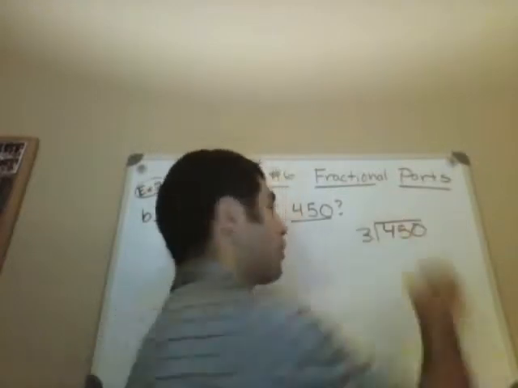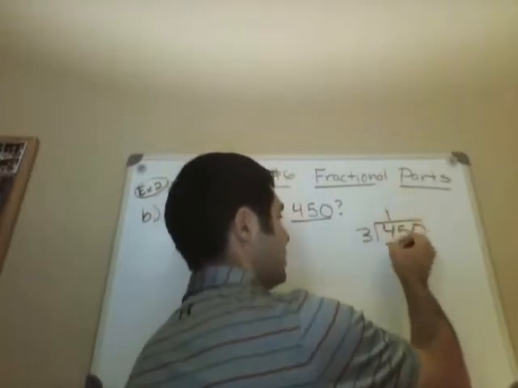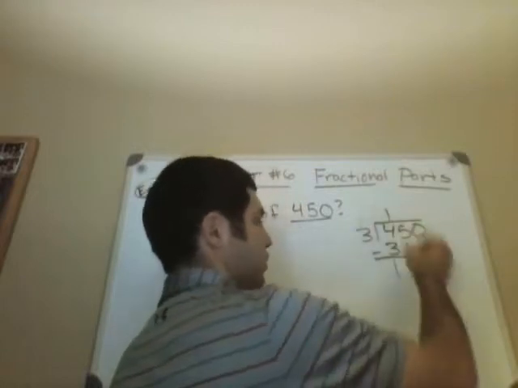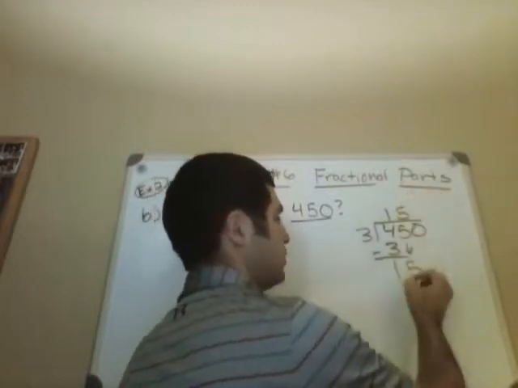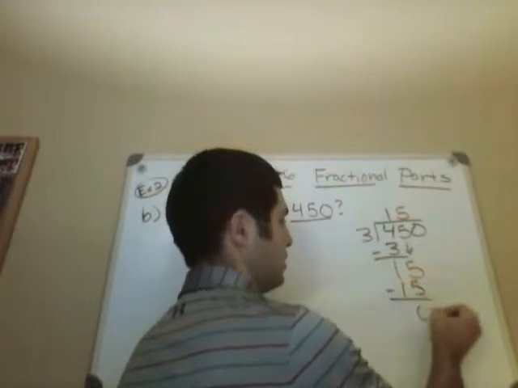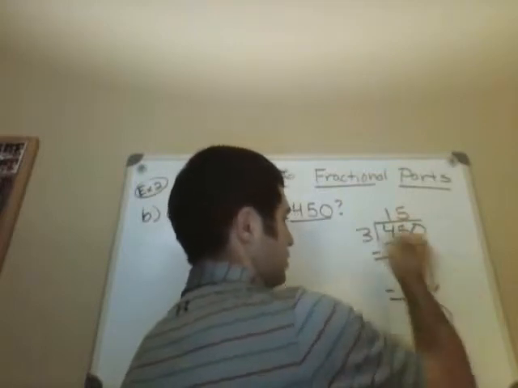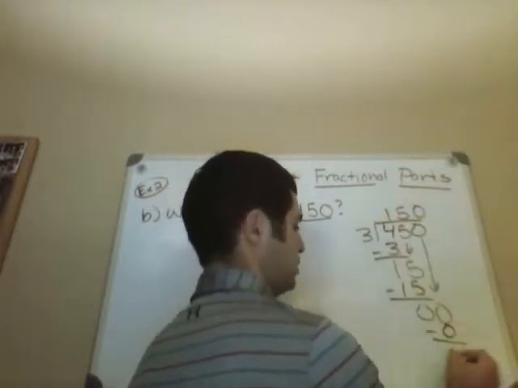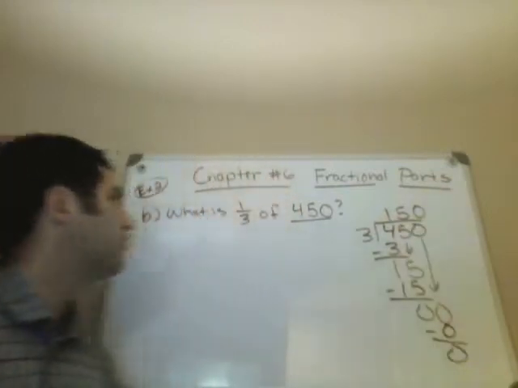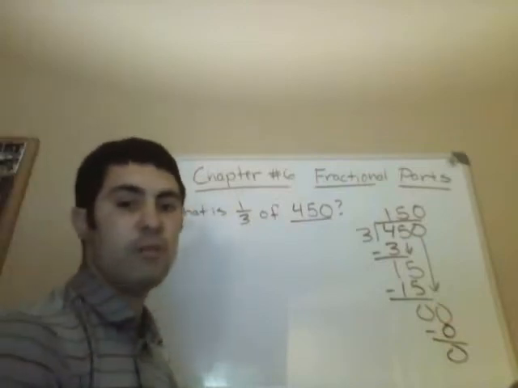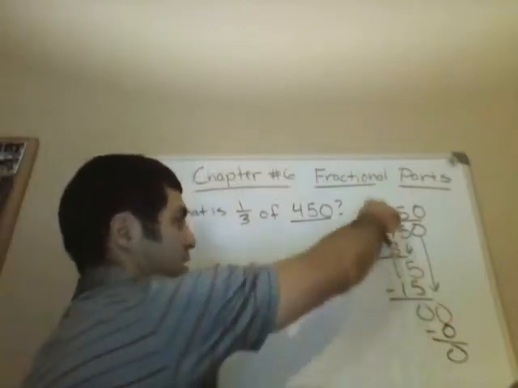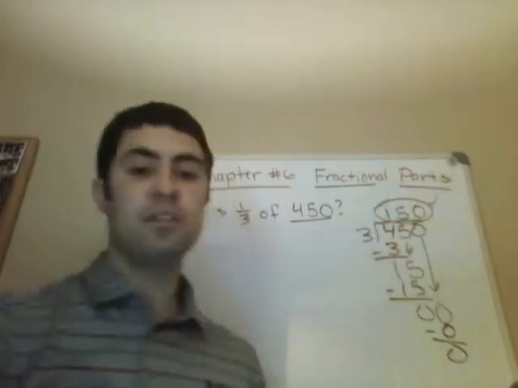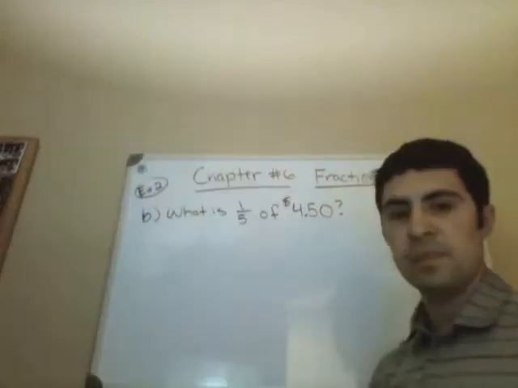So 3 will go into 4 one time. 1 times 3 is 3. Subtract 1. Bring down your 5. 3 will go into 15 5 times. 5 times 3 is 15. Bring down your 0. 3 will go into 0 0 times. 0 times 3 is 0. So your answer is 150. What is 1/3 of 450? 1/3 of that is 150. So that is correct. That's your answer. So this method can work.